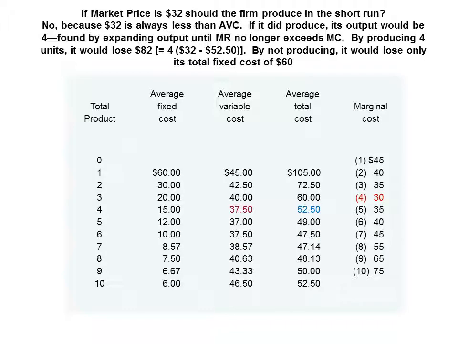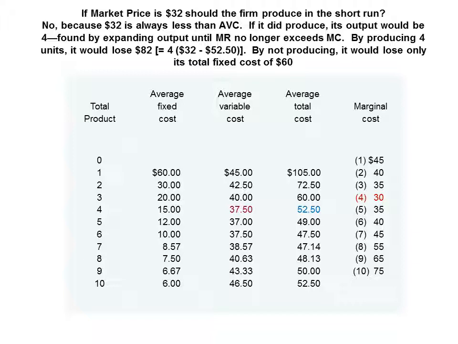Finally, what happens when price falls all the way down to $32? Well, this is going to be that shutdown case. If we were going to produce, we should produce 4 units of output where MR equals MC. But look at what happens. What about the relationship between price and average variable cost at Q star? Price is 32, average variable cost $37.50. Because price has fallen below average variable cost, this firm should shut down.